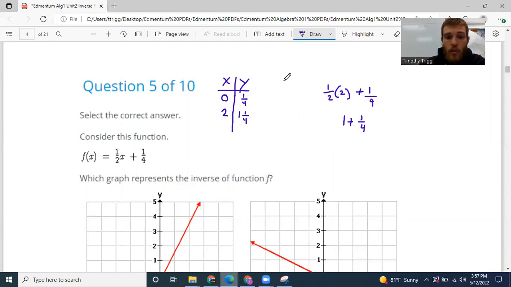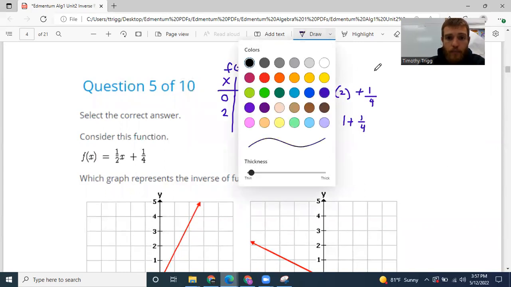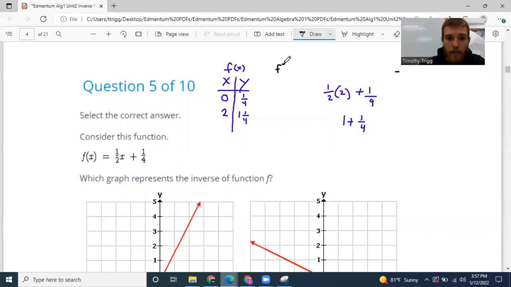So that means this is for f of X. What about for our inverse function, f inverse of X? Well, the X and Y coordinates are going to be flipped. So we'll have 1/4, 0, as well as 1 1/4, 2. We can just pick the graph that has these points.